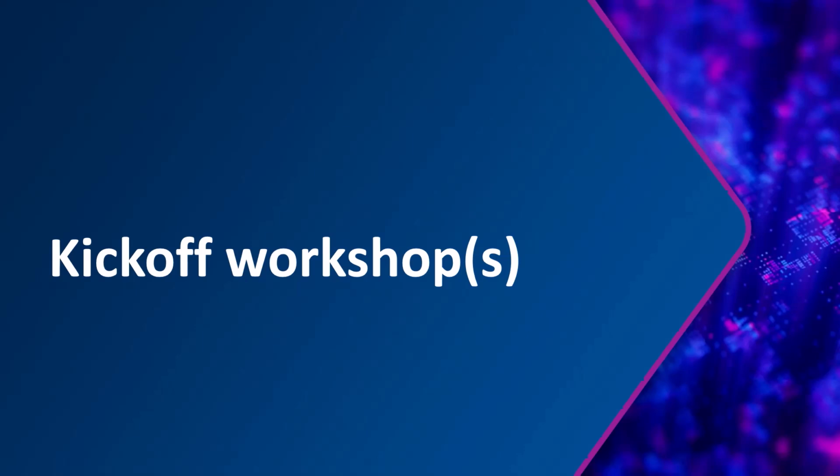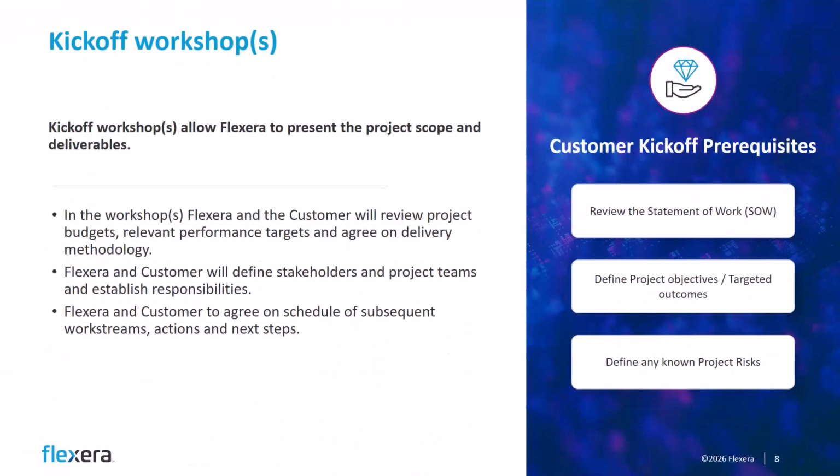The implementation process starts with kickoff workshops, where we align scope, outcomes, stakeholders, and how we'll run the engagement. Kickoff workshops allow Flexera to present the project scope and deliverables. During these sessions, both parties review project budgets, performance targets, and agree on the delivery methodology. Stakeholders and project teams are defined, responsibilities established, and a schedule for subsequent work streams is agreed upon.